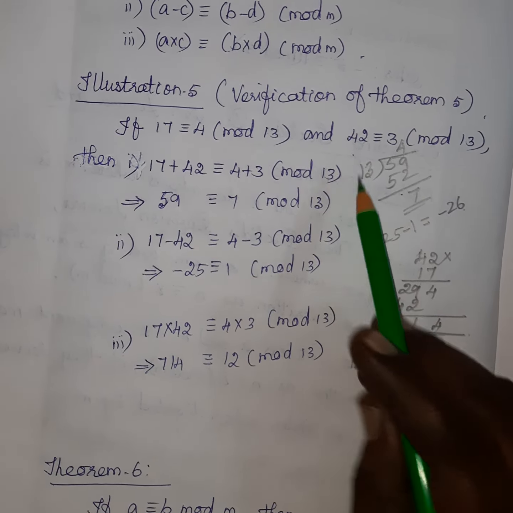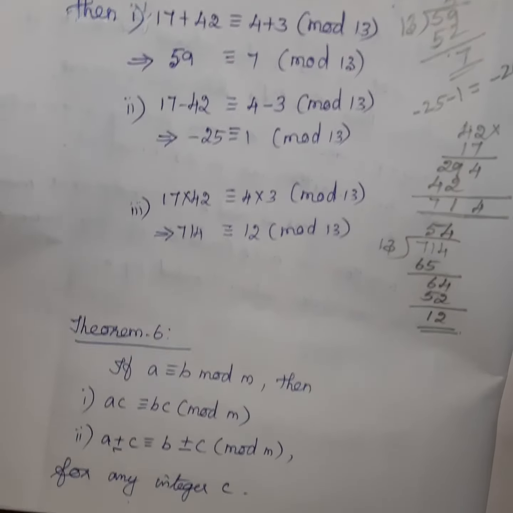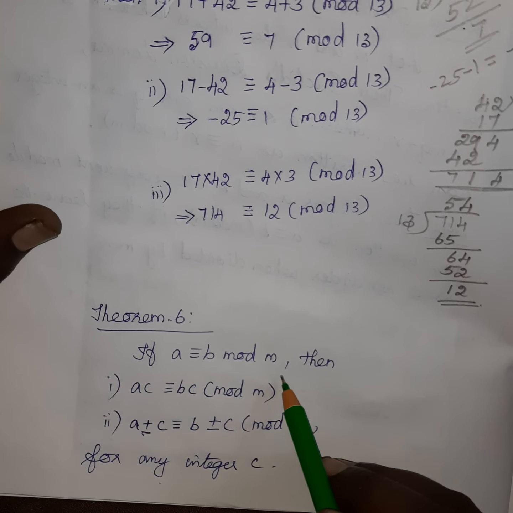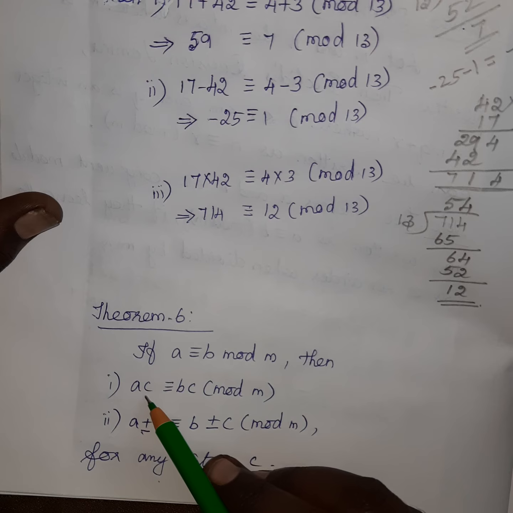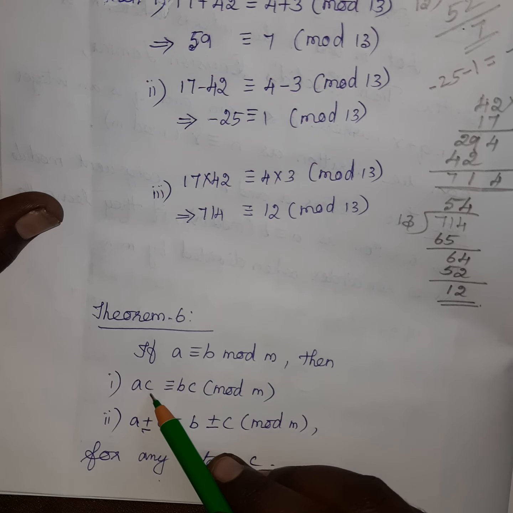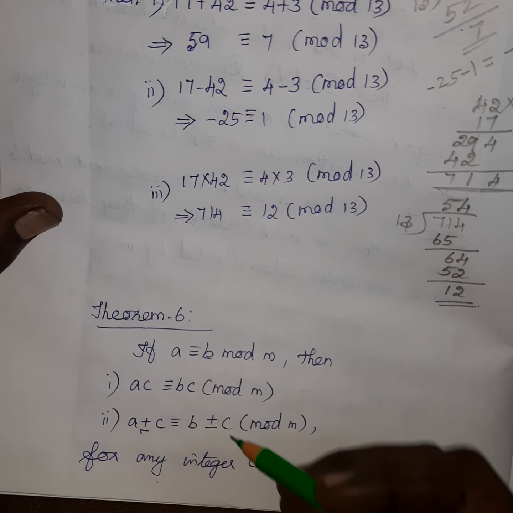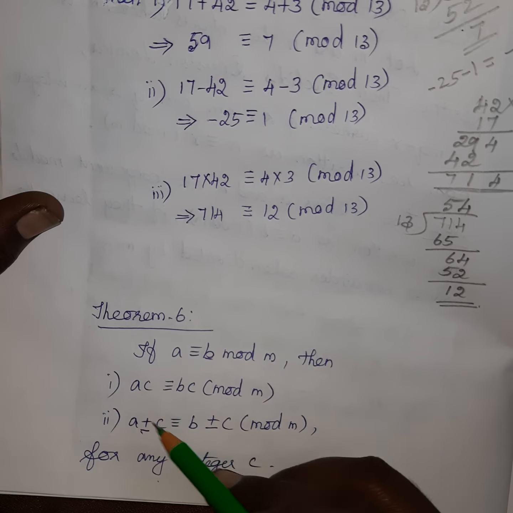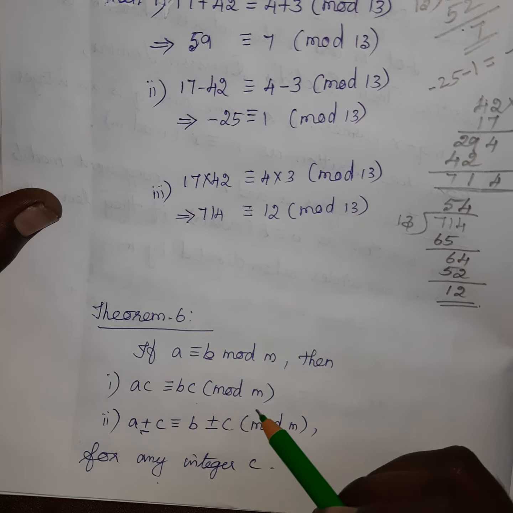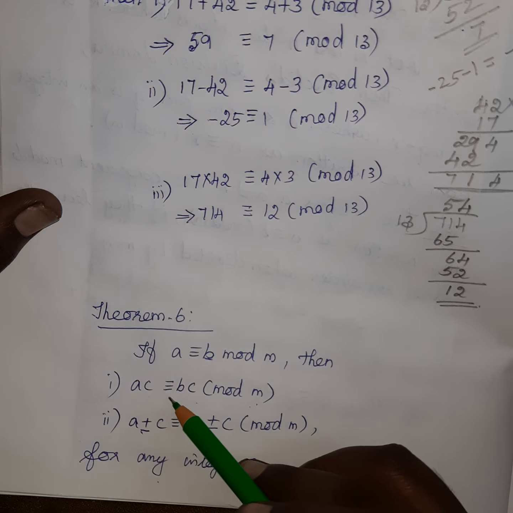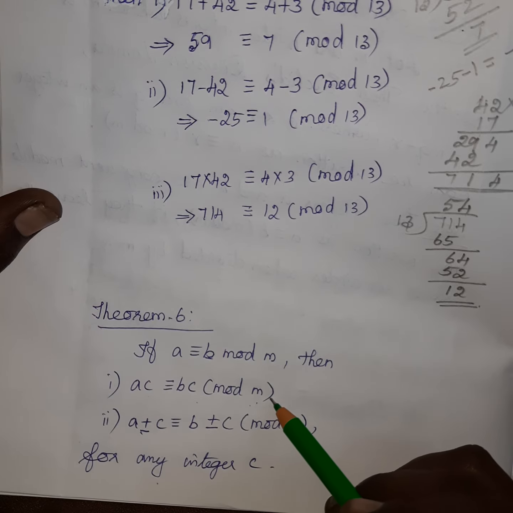Okay, next one is theorem 6. It is only the statement: if A is congruent to B mod M, then AC, that means multiply using another number. Here only the two numbers A and B are chosen. So using another common number, when you multiply both the sides, you have no change in the modulo. Okay, so A into C is congruent to B into C mod M.